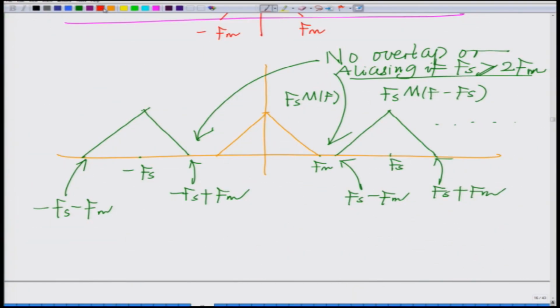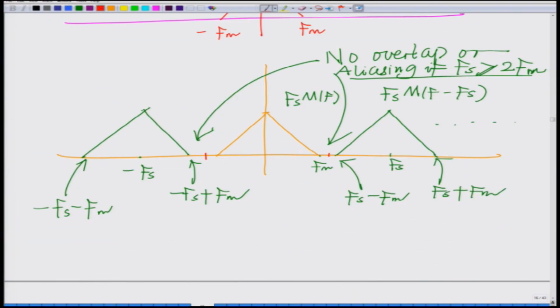Since the sampling frequency is greater than or equal to twice the maximum frequency, there is no distortion. Now, you can see that we can reconstruct the original message signal from this sampled spectrum, and the way to do that is by filtering out the copy of the spectrum which is intact at frequency 0, that is Fs times M(f), which is centered around the 0 frequency. I can extract that by low pass filtering with an ideal low pass filter.